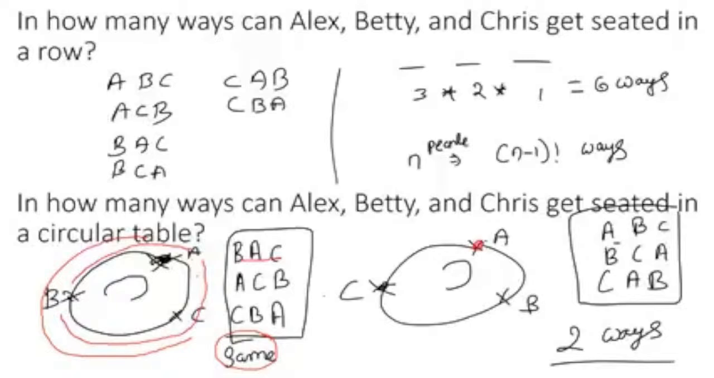So for this I need to fix one position first here. Then only I can arrange the remaining people here. So when n people are there, first of all we need to fix the first position, then only we can go for the remaining arrangements here. So always remember, when n people are there, the number of ways of arranging the people in circular order should be n minus 1 factorial ways.